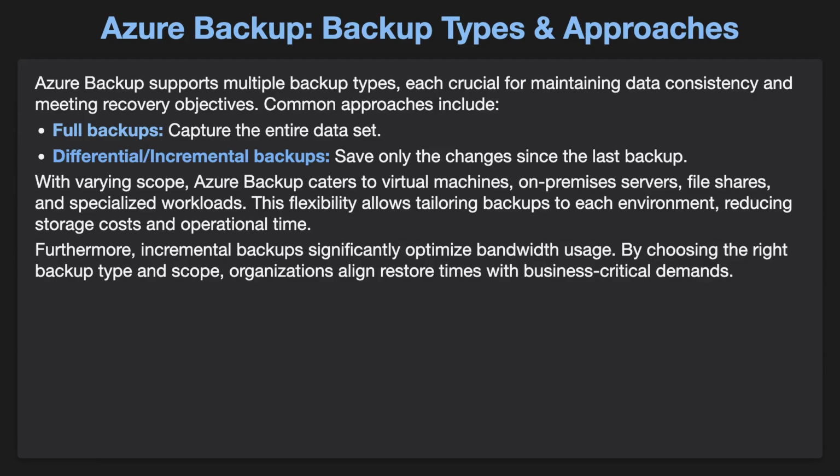Common approaches include full backups, which capture the entire data set, and differential or incremental backups, which only save changes since the last backup. With varying scope, Azure Backup caters to virtual machines, on-premises servers, file shares, and specialized workloads. This flexibility allows tailoring backups to each environment, reducing storage costs and time needed for operations. Furthermore, incremental backups significantly optimize bandwidth usage. By choosing the right backup type and scope, organizations align restore times with business-critical demands.